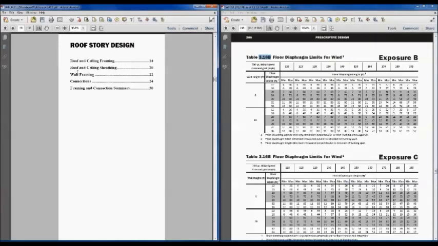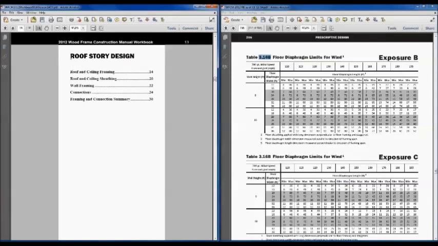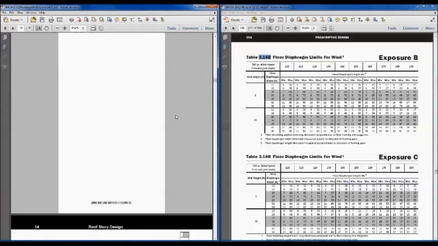So if you're following along in the workbook, we're on page 13, and we're going to look at the roof and ceiling framing. Then we're going to look at roof and ceiling sheathing. We're going to talk about wall framing and connections, and then there's a nice little summary at the end that we'll look at right before we jump into some of our Q&A.